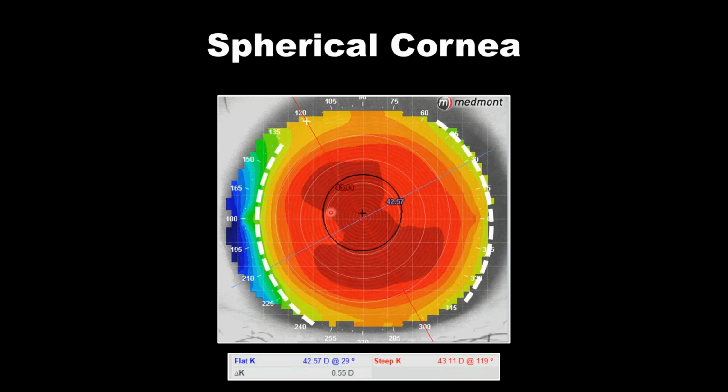Let's look at the peripheral corneal shape. That's where a rigid contact lens is going to come to bear on this cornea. It won't land at the apex. The peak of the cornea doesn't matter.